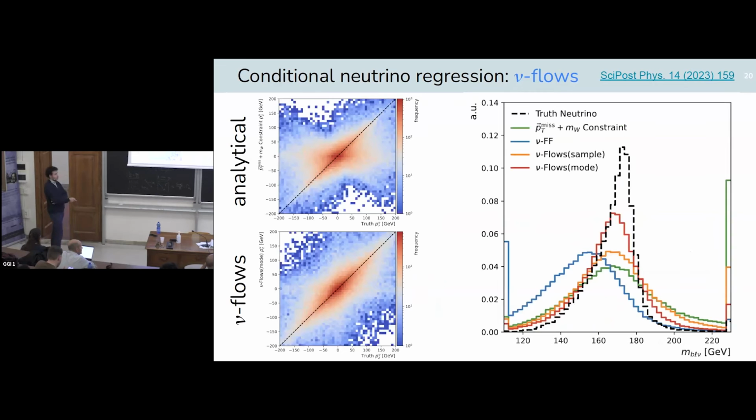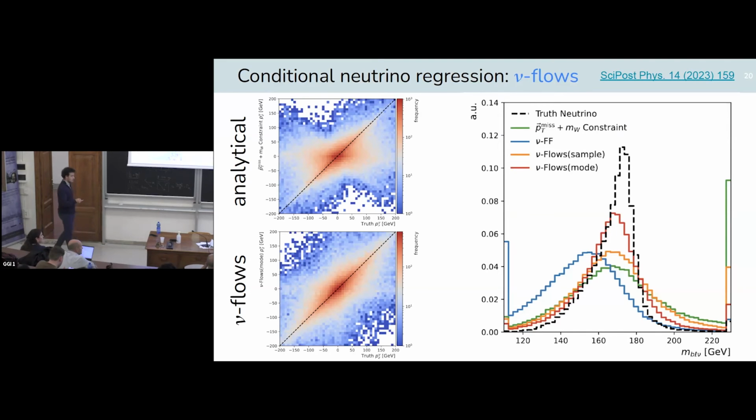Again, the same sort of plot. This is the analytical solution for your neutrino. You have, again, this funky hourglass shape. The neutrino flows is well behaved. When you look at the mass of the leptonic top, so the B-jet lepton neutrino system, this distribution in red is taking the mode of this neutrino PDF, and you can see that it's the one that's much closer to the truth.